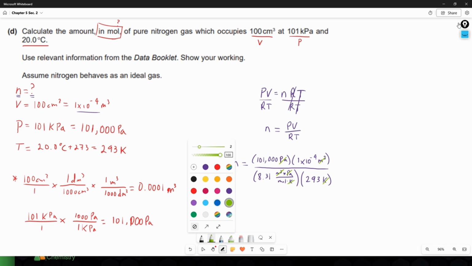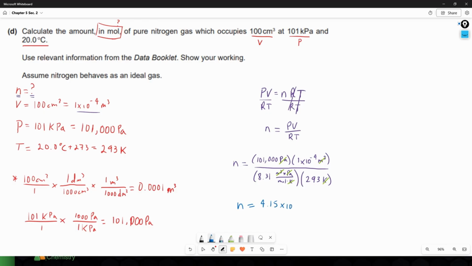So here, I'm going to put this in a different color. N is going to be equal to 101,000 times 10 to the negative 4 divided by 8.31 times 293, which is going to give us 4.1815 times 10 to the negative 3 moles. And that's our answer. That's how many moles of nitrogen, N2, gas are in this container.